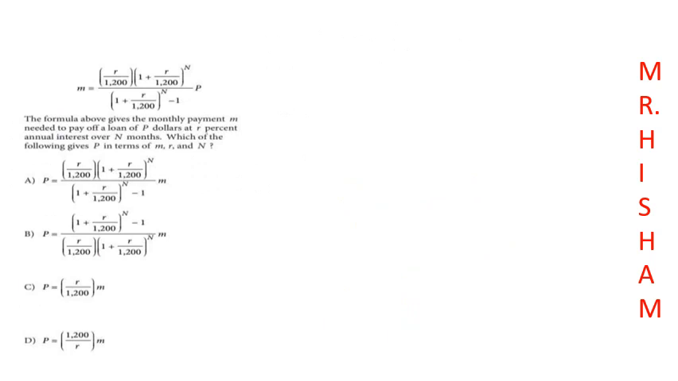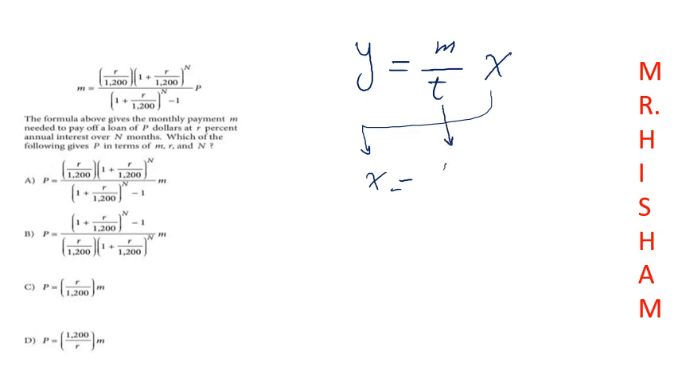We should know that if y is equal to m over t x, and I wanted to make x the subject, I'm going to write the reciprocal of m over t. So the reciprocal is t over m, y. Again, if y is equal to m over t multiplied by x, and by the way, it could be written as mx over t, it's the same. So if you wanted to make x the subject, you only flip the fraction.